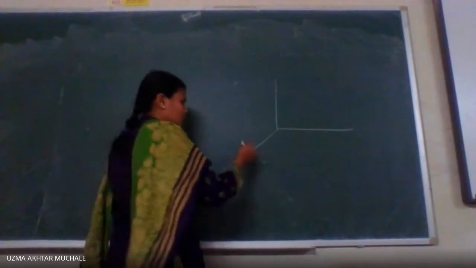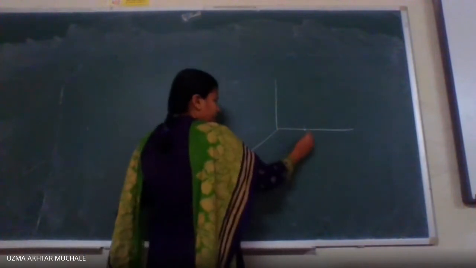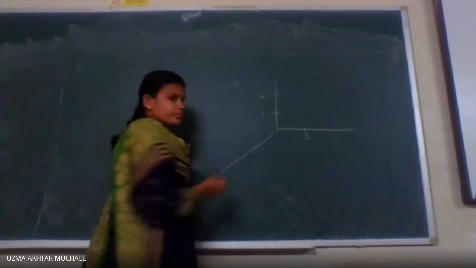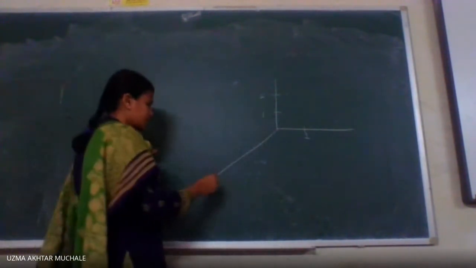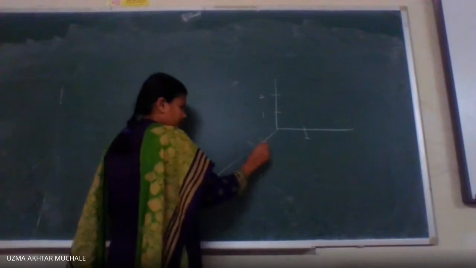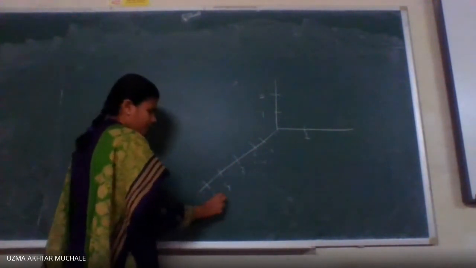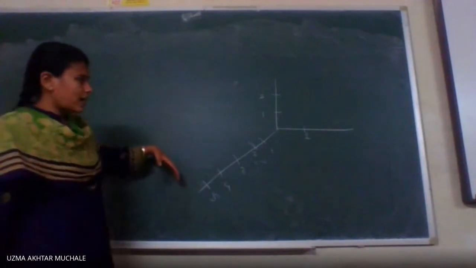So how are you going to plot the x coordinate? This is 1. And what is the next one? Here it is 1, 2. Correct? What is the next one? The z coordinate. The z coordinate is here: 1, 2, 3, 4 and 5. Correct? So we have this one.